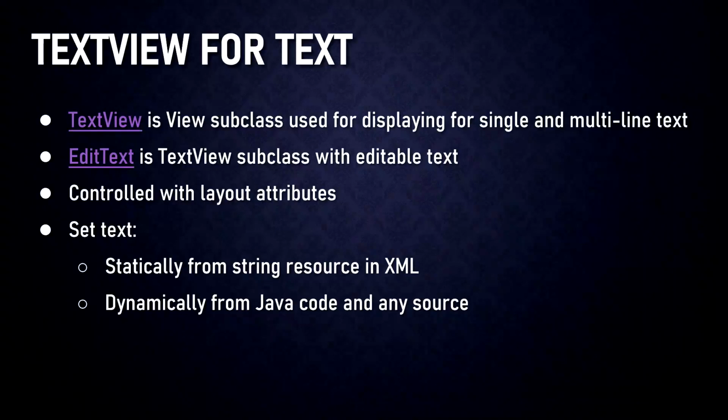So this one will be controlled by different layout attributes, like you can set the text statically from the string. As we have seen, we did that in our coding practice. We just set that string from a string resource in XML. Also, you can specify it dynamically from your Java code or any resource. So both are okay to set the string for EditText or TextView.